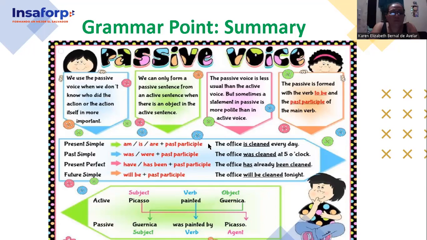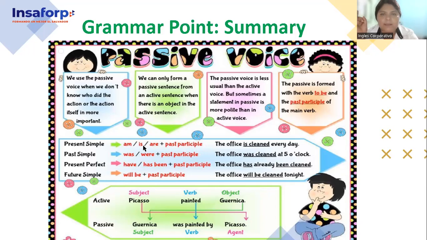Excuse me, teacher, I don't listen. Can you read this sentence, please? The office is cleaned every day. Okay. Cleaned. So if you notice, we have verb to be and we have a participle form, right?